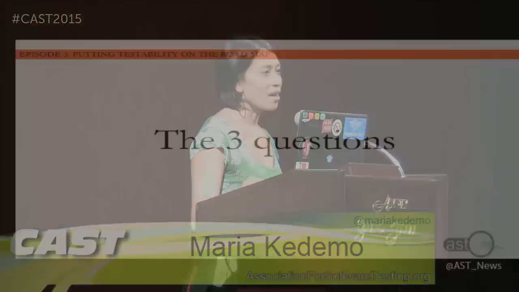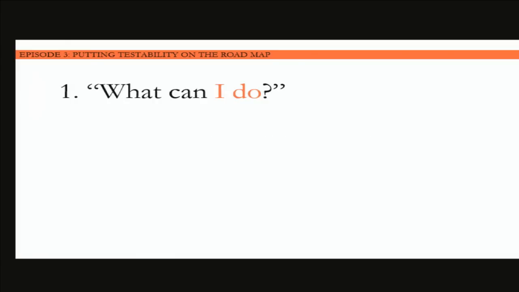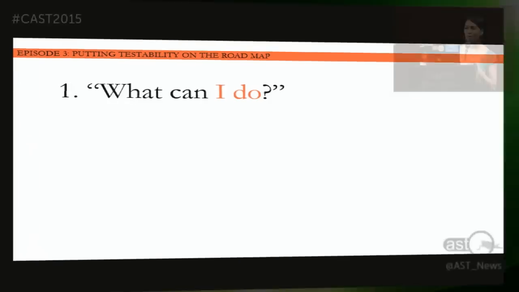I wanted them to answer these questions by giving three answers for each question. And the first question is, what can I do as a software tester to increase testability? One of the testers identified that if he actually studied responsive web design a bit more, that would help him when he was testing his web application.